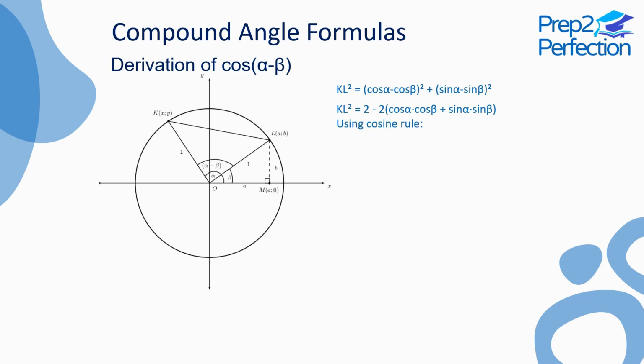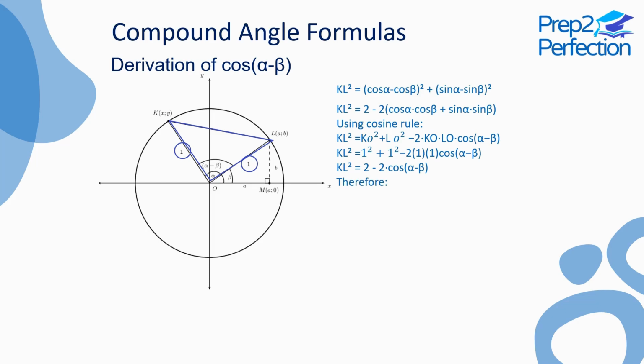Now we determine KL² using the cosine rule of the triangle KOL, where KO is 1, LO is 1. We sub that in, we get 1² plus 1² minus 2 times 1 cos(A-B). From here, we then get the answer of 2 minus 2 times cos(A-B).